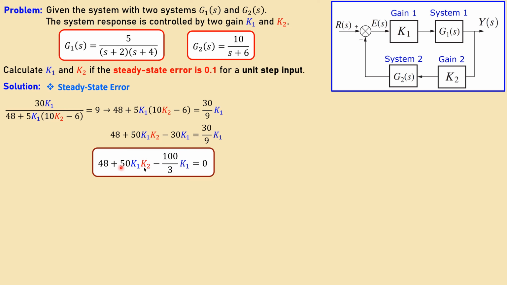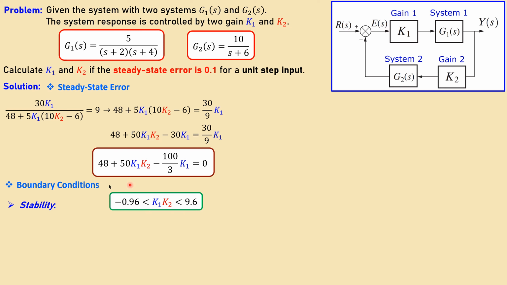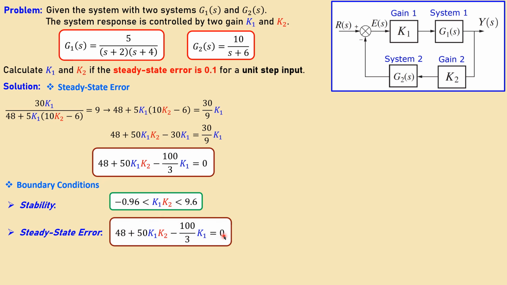So I need to satisfy this expression in order to have a steady state error of 0.1 for a unit step input. That's actually the condition. So we have now the following boundary conditions. First, for the stability, we determined this. So the stability criterion says I need this in order to have the steady state analysis. So this is actually mandatory. And then for my condition in this problem, for steady state error, I have this expression. So we have now two boundary conditions.